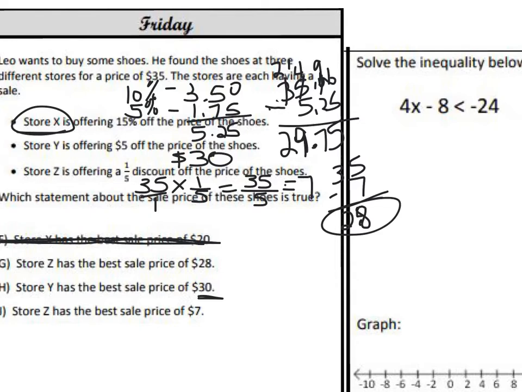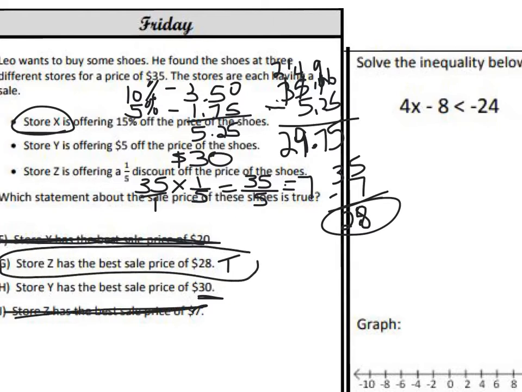So would that be correct? Yes. So it is better than $30, isn't it? And then store Z has the best sale price of $7. What did they forget for letter J? They're saying that the price is $7. Letter J says store Z has the best sale price of $7. They forgot to subtract. So don't make that mistake in choosing that one. So we know that H is true with the $30, but it's not the best sale price. So that's why our answer is letter G.